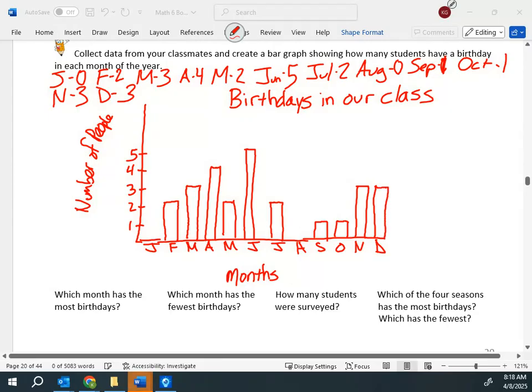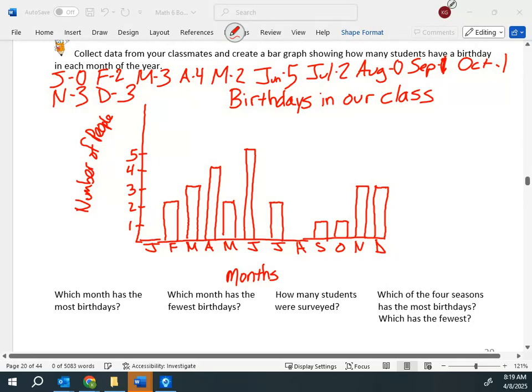So now that you have your bars drawn, it's easy to read to answer those questions. It's definitely easy to see which month had the most, which had the fewest. There can be ties, so if there's ties, list them all. Count up how many students were surveyed, how many of us were in the room today.